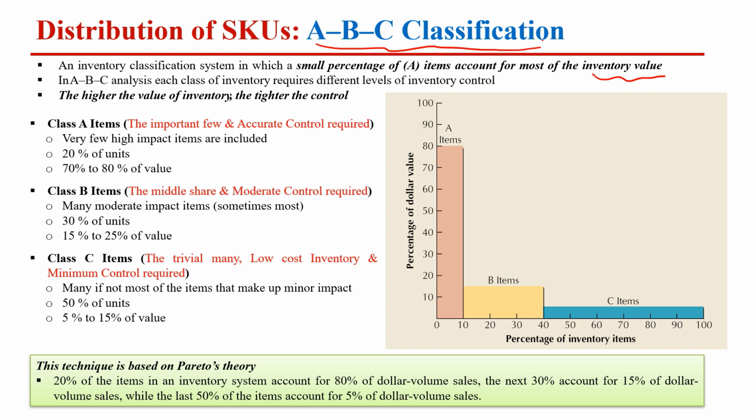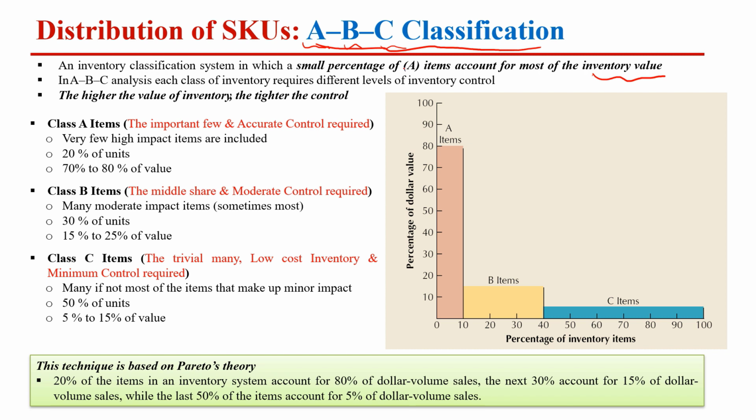ABC classification mainly considers the dollar value, but you can also develop ABC classification based on the usage level of a particular product. Mainly, though, it is applied on the monetary value, or dollar value, of your product. So what's the meaning of ABC? No matter how many SKUs we have, we categorize them into three forms: either the product is an A type, a B type, or a C type.